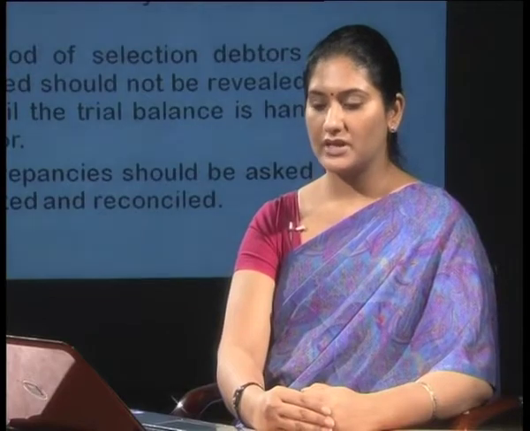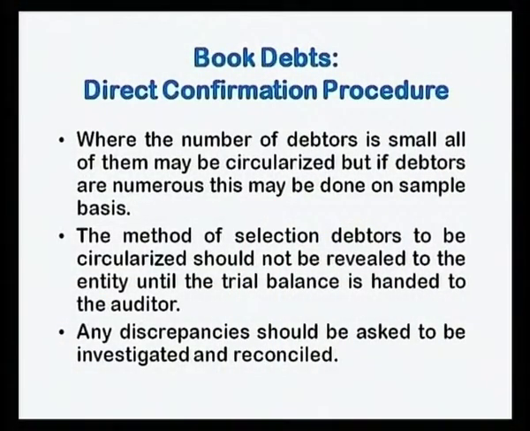Where the number of debtors is small, all of them may be circularized, but if the debtors are numerous, this may be done on a sample basis. The method of selection of debtors to be circularized should not be revealed to the entity until the trial balance is handed to the auditor. Any discrepancies should be asked to be investigated and reconciled.